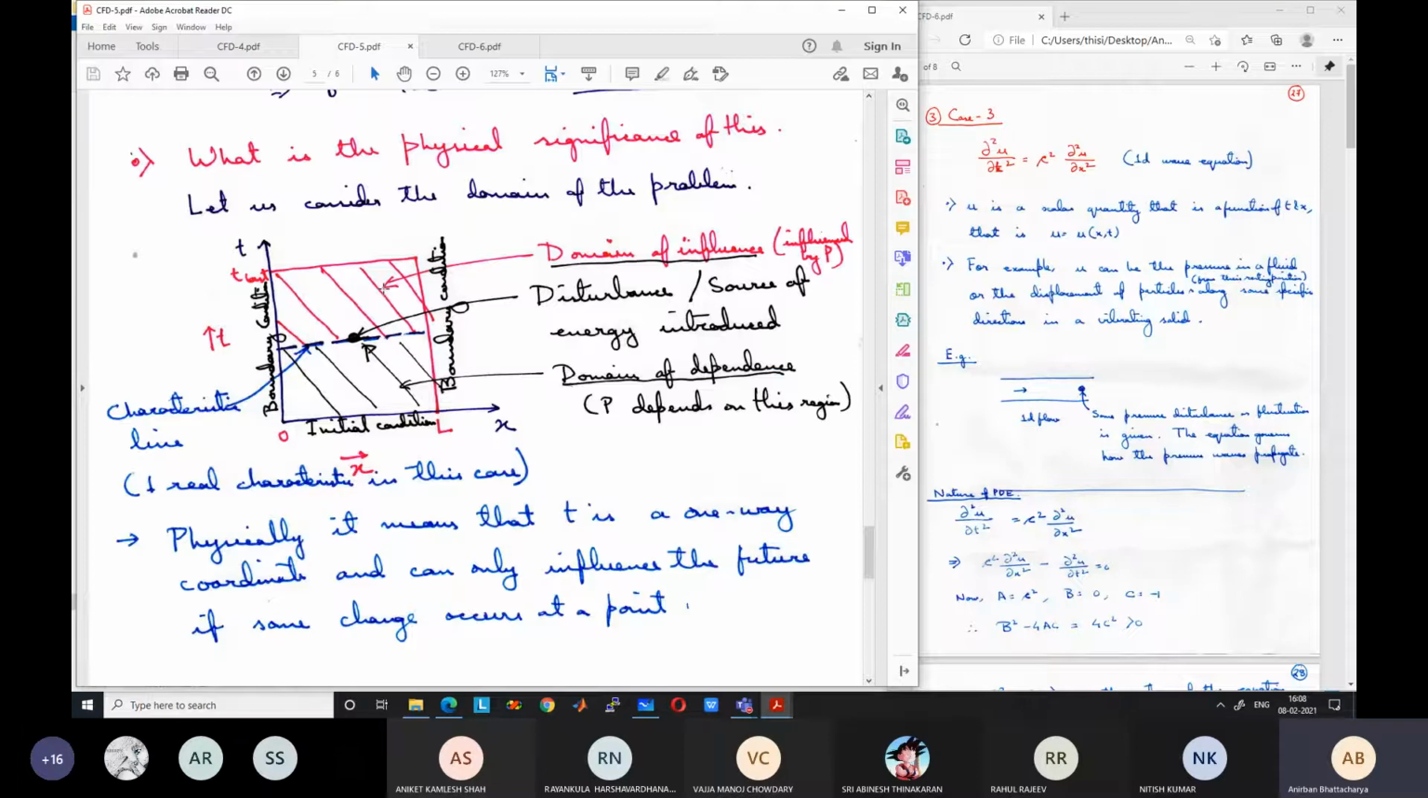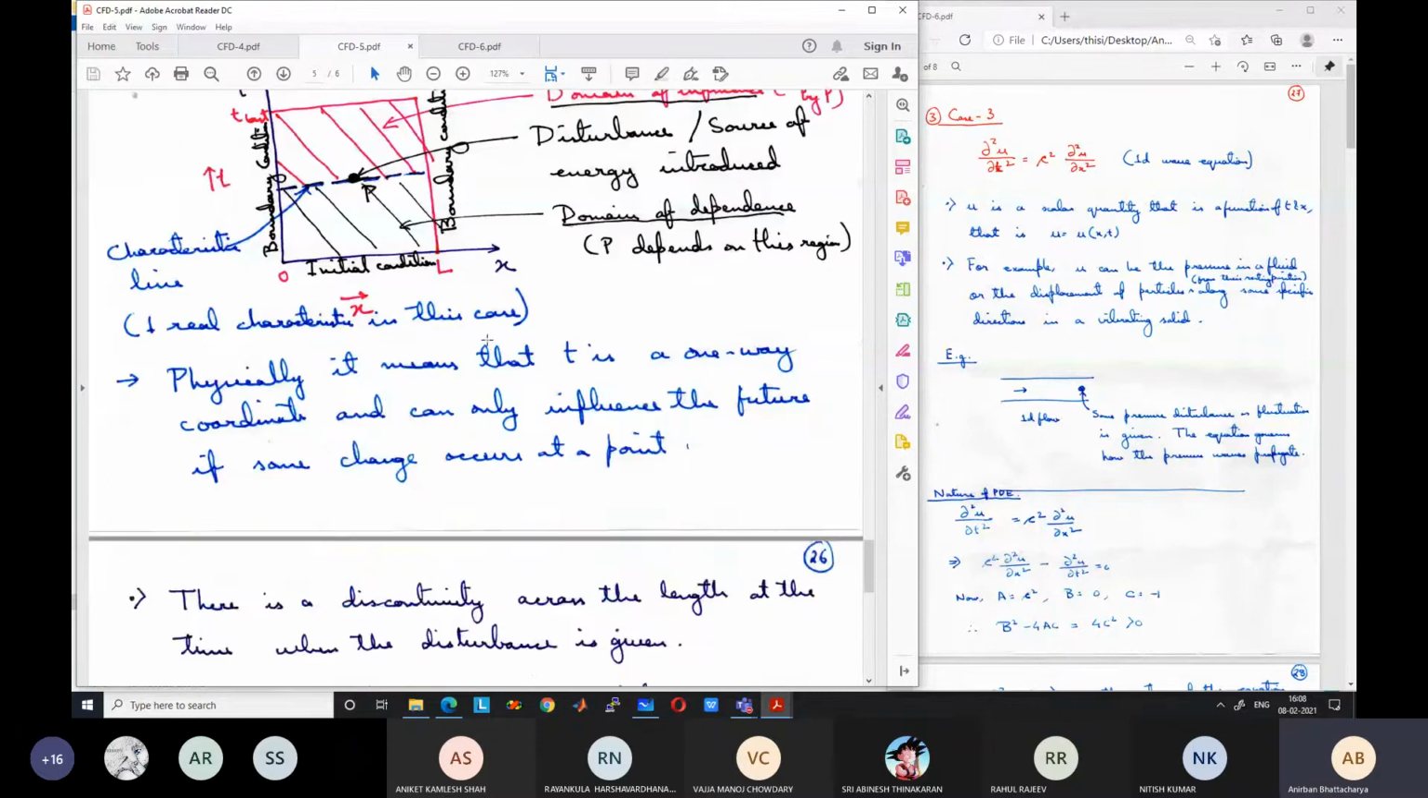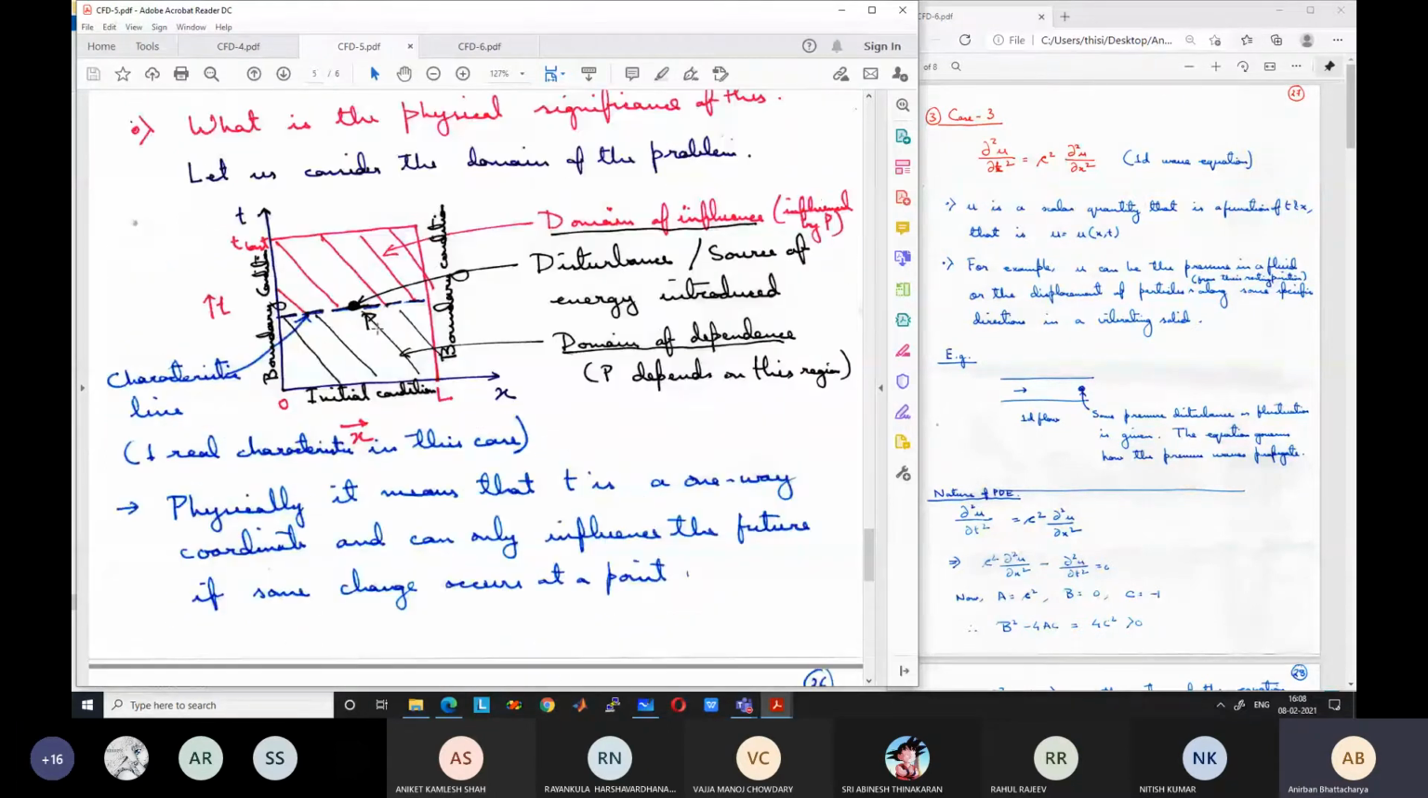My point was that any disturbance introduced at a certain point will only influence future locations in time, but any point in space. That region is known as the domain of influence of that point, and the point itself gets influenced by the past time, shown by this black region. This is known as the domain of dependence, and this horizontal line is known as the characteristic line, which demarcates the domain of influence, above which the domain of influence is present.